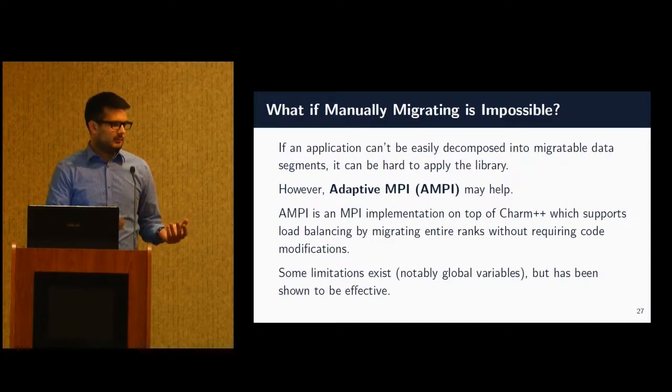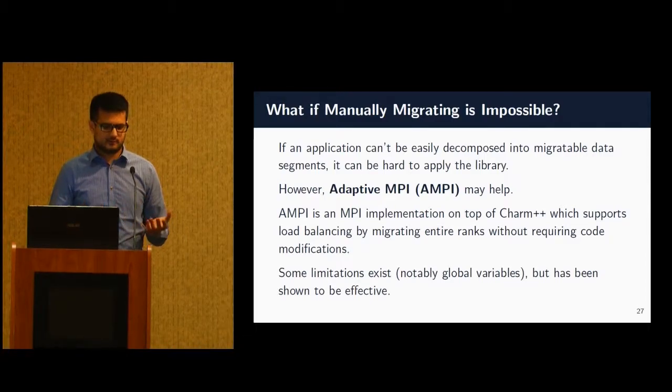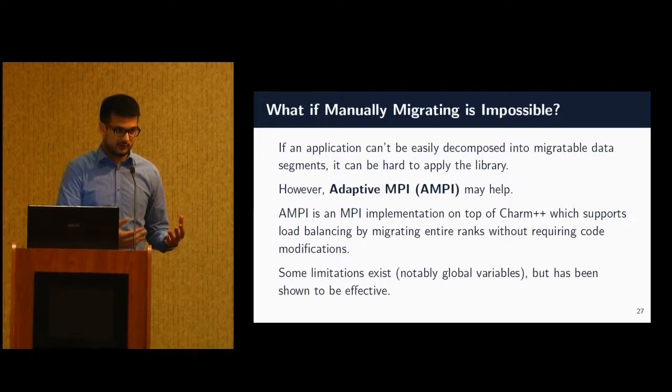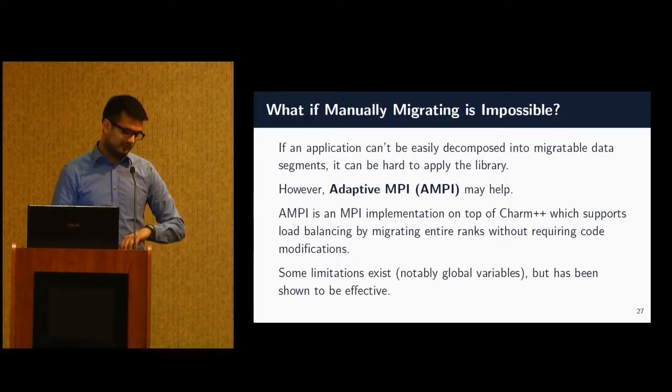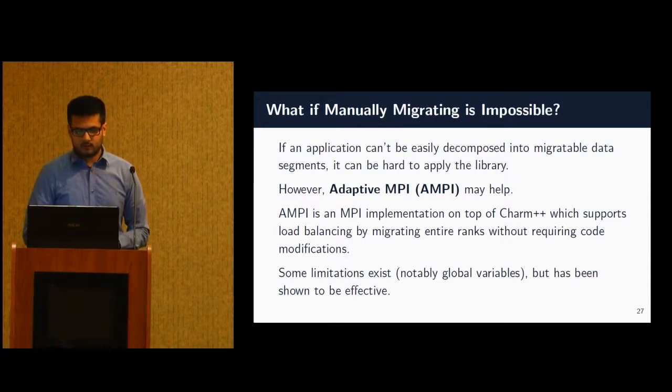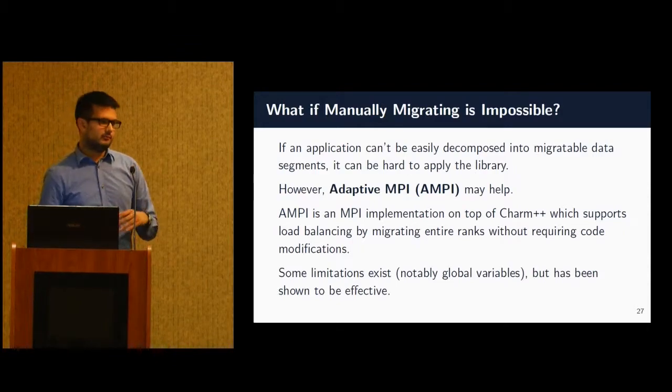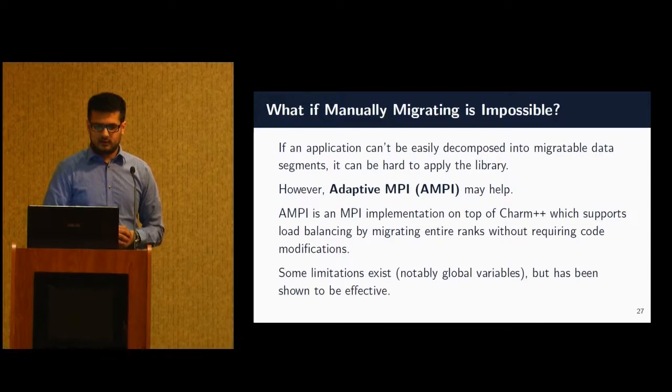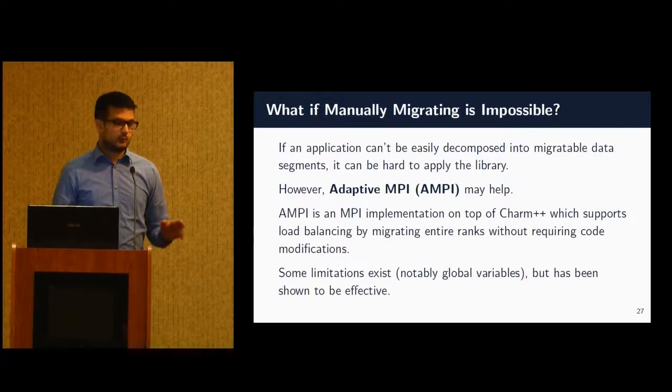So that would help if you have the ability to add migration into your MPI program, but sometimes manually migrating isn't that easy. For example, if your application can't be decomposed into migratable data segments, it can be really hard to apply this library. However, we have more solutions for you. We have a thing called Adaptive MPI, which we like to call AMPI. AMPI is an MPI implementation that we've made on top of Charm++, and it supports load balancing by just migrating entire ranks around. Often this doesn't require any code modifications to your MPI program.